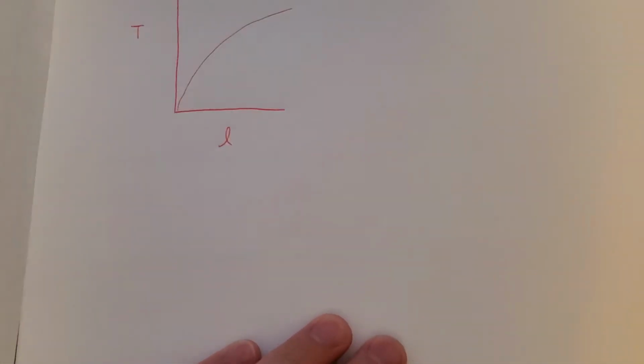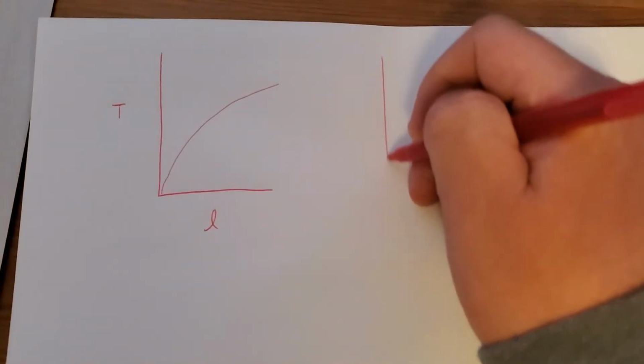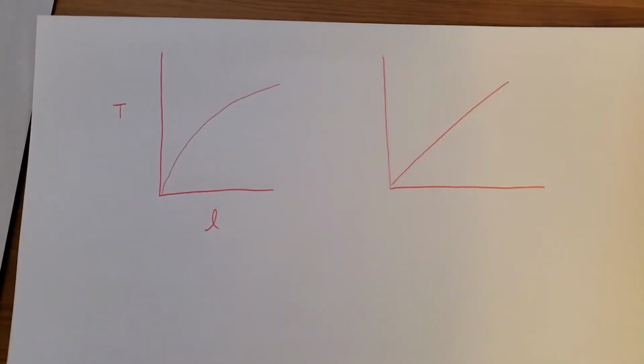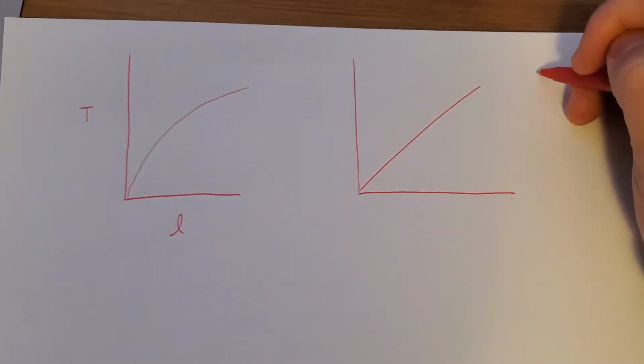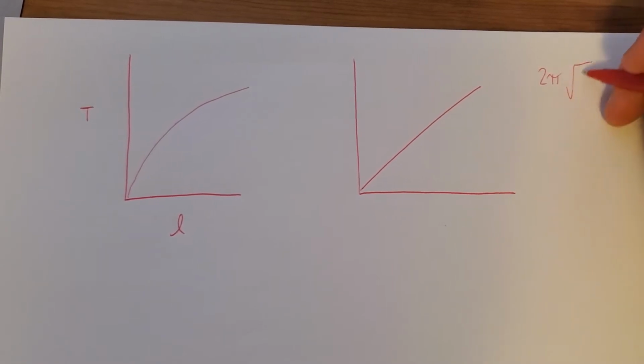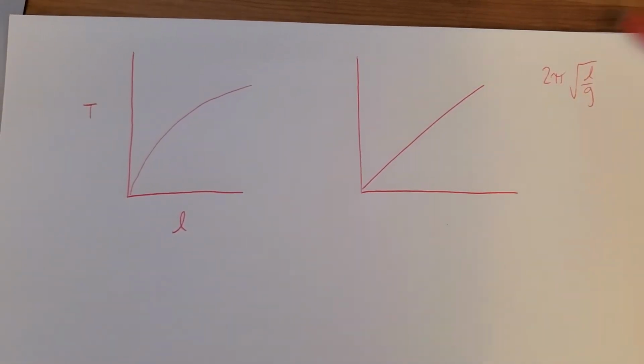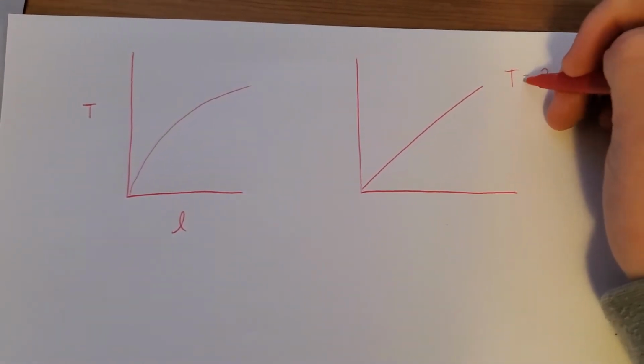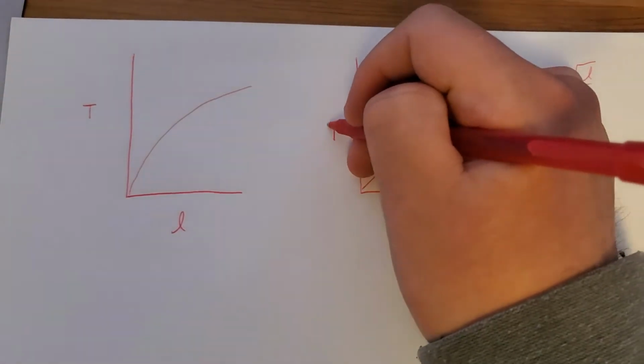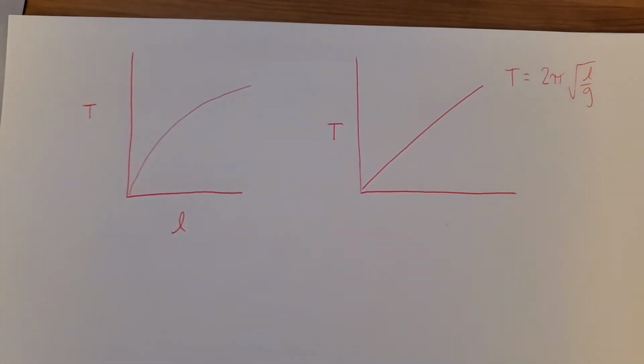But that's not going to help us get g. What we want is a straight line. And we're going to be able to do it. We're going to do something called linearizing data. This is the relationship. Period is going to go on the y-axis.